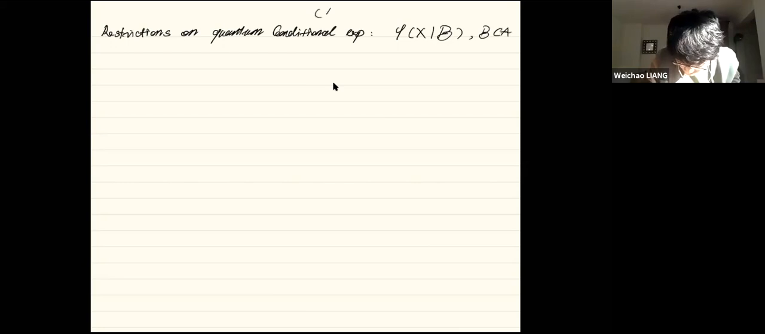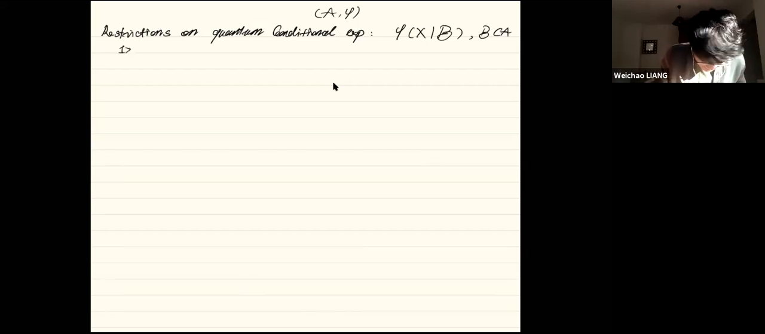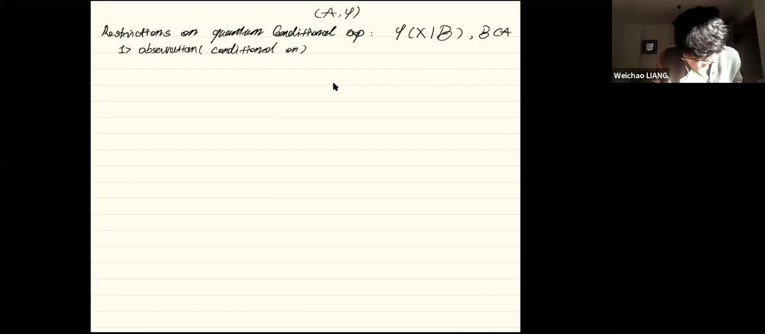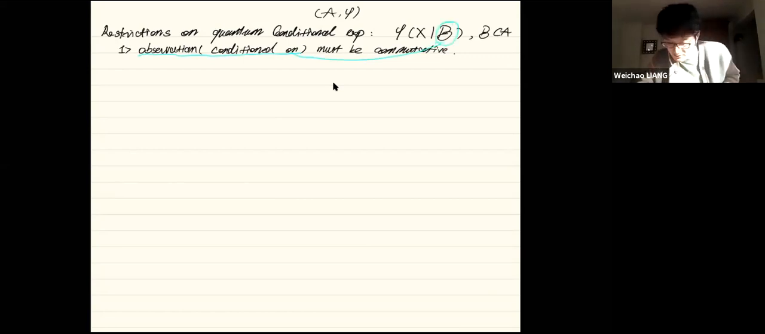And this is our quantum probability space. A is the total von Neumann algebra, and phi is a normal state on this algebra, okay. And B is a sub-algebra of A. The first restriction is, we suppose the observation, what we condition on, must be commutative. Which means the observation conditioned on corresponds to B here, which means the algebra B must be commutative, which can ensure that the observation can be detected, can be measured in a single realization, okay?